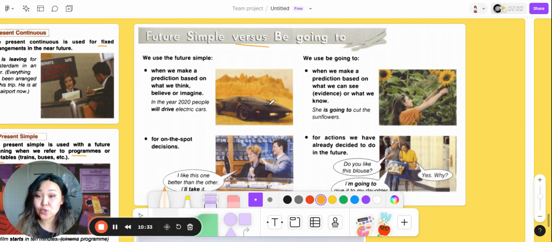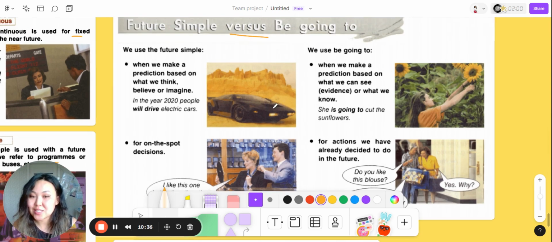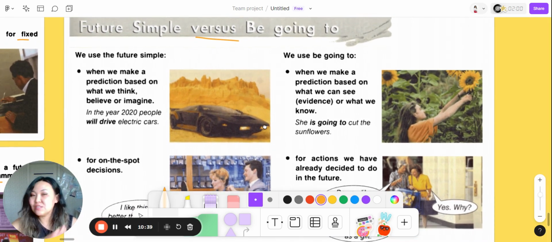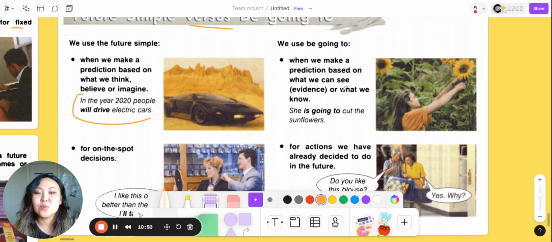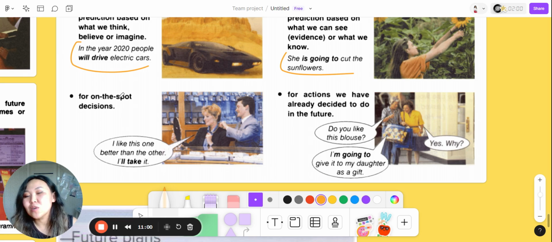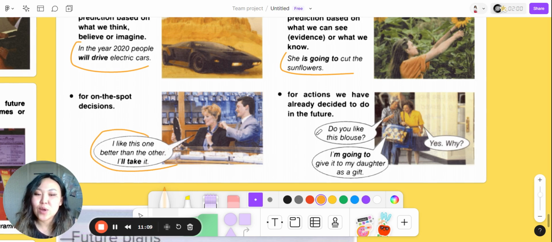Also, I'd like to talk about future simple versus be going to, because sometimes it can be difficult to differentiate them. So, when we make predictions based on what we think and believe, we use future simple, as I've mentioned before. And if we see that something is happening right now and it's visible and it's based on what we see, we use be going to. So, she's going to cut these sunflowers. Also, we use will for on the spot decisions. I like this one better than the other one. I'll take it. But be going to is used for actions we have already decided to do in the future.